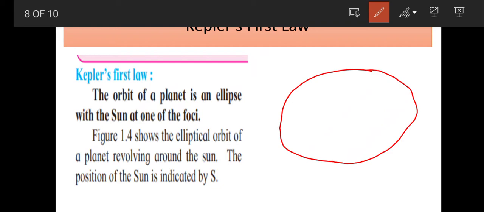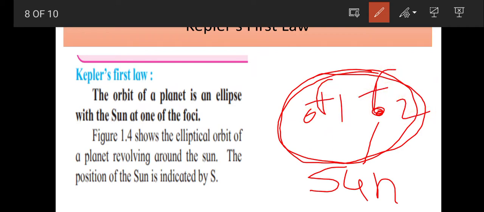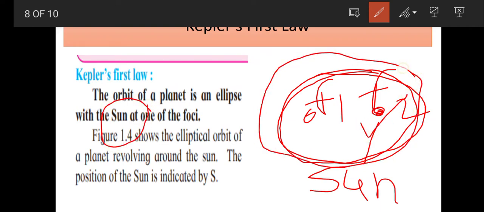An ellipse is a geometrical shape like that you may see on the screen. I am drawing it again. Whenever the planets are revolving around the sun, that sun is nothing but one of the foci. Actually, an ellipse has two foci, F1 and F2. So the sun becomes one of the foci and the planet revolves around the sun.